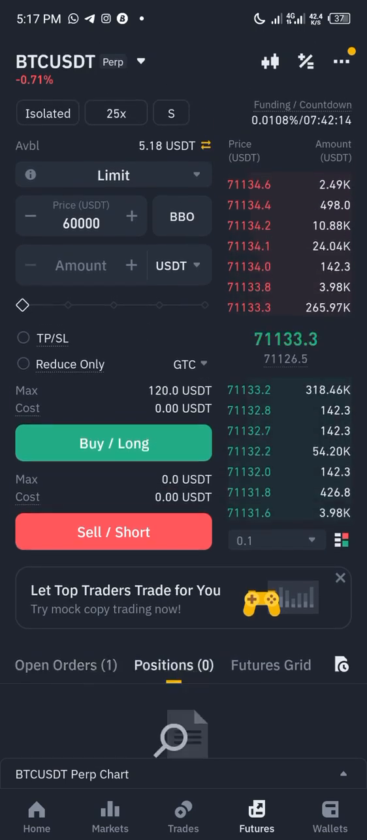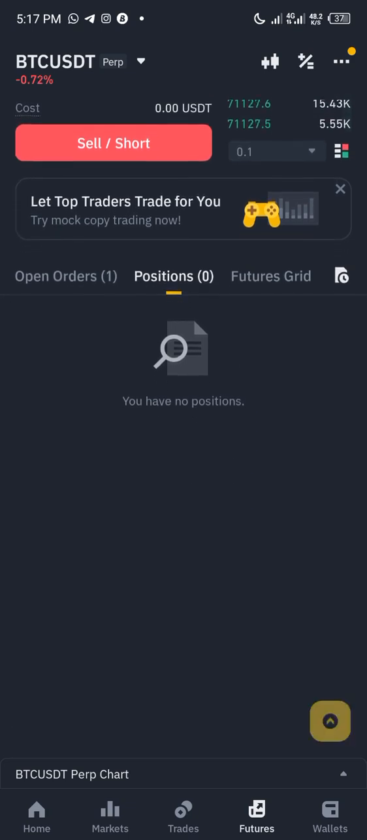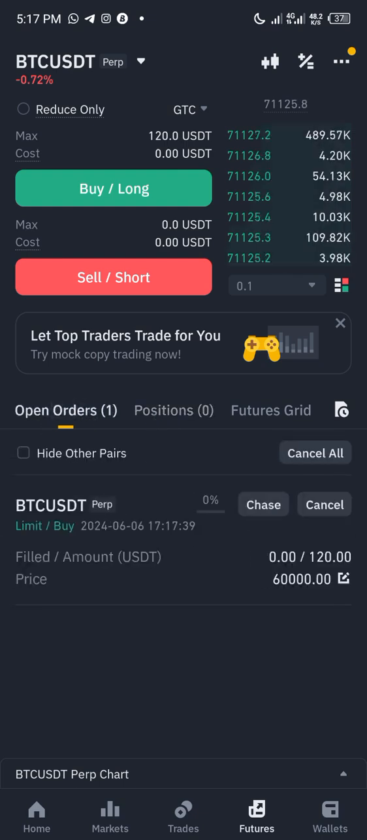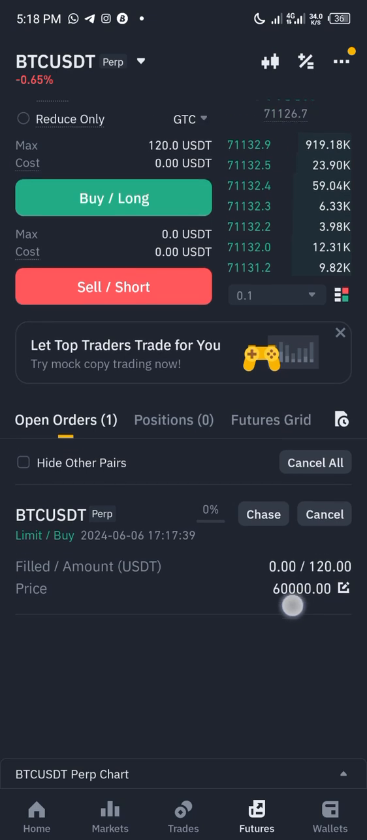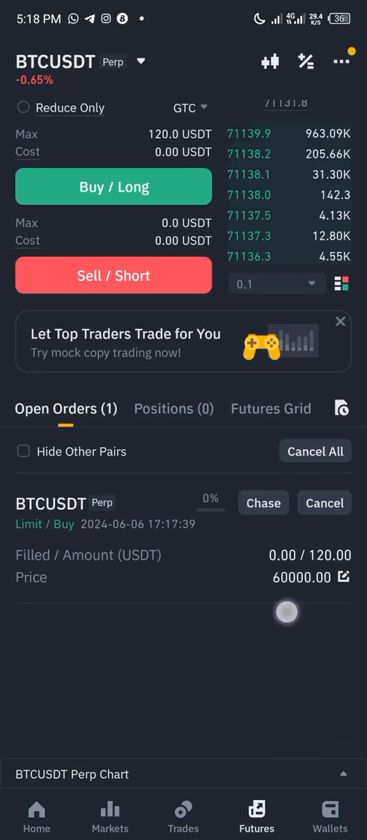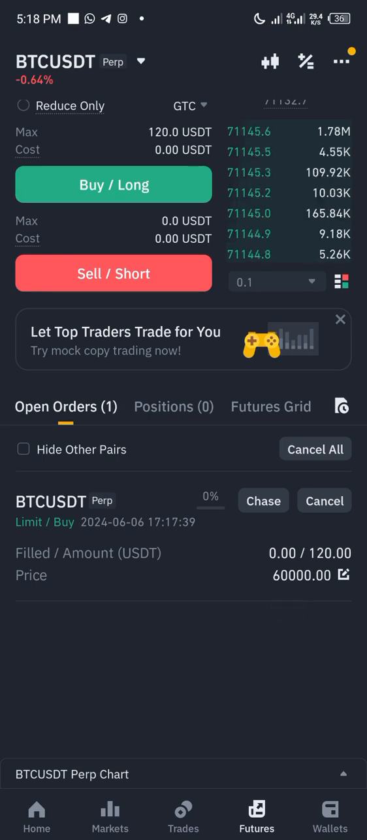You're supposed to see it here under current position, but you cannot find it. Where do you now find it? This is where you're going to see it: open orders. The order is still here, but it has not opened. The order will only open or trigger whenever the price of Bitcoin is around this area, which is $60,000. If the price of Bitcoin falls to this amount, $60,000, then the market will trigger it and it will enter the market and start trading for me.